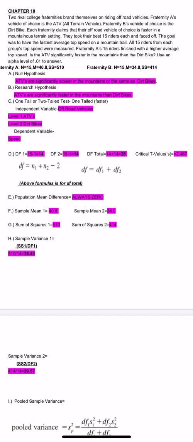And then the critical T value, you use the DF total, which is 28, the alpha level of 0.01, and how many tails, which is one tail. And when you go to the chart, you'll see that that is 2.467, and you just have to pick if that is a positive or negative. So I give you two formulas for DF total, which can either be N1 plus N2 minus 2, or DF1 plus DF2.